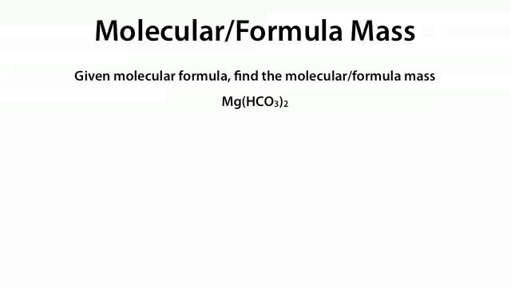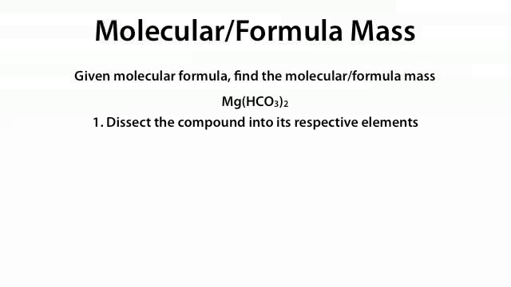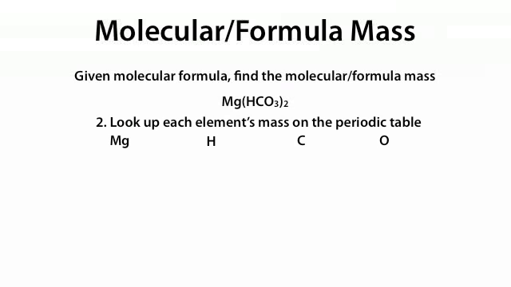Mg(HCO3)2. Step 1, dissect the compound into its respective elements. Mg, H, C, and O. Step 2, look up each element's mass on the periodic table. So we pull out our periodic table and we look up Mg and we find 24.305 for Mg, 1.008 for H, 12.011 for C, and 15.999 for O.